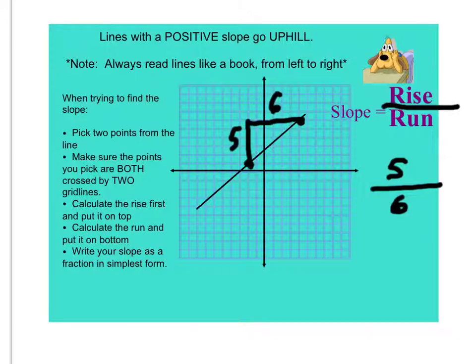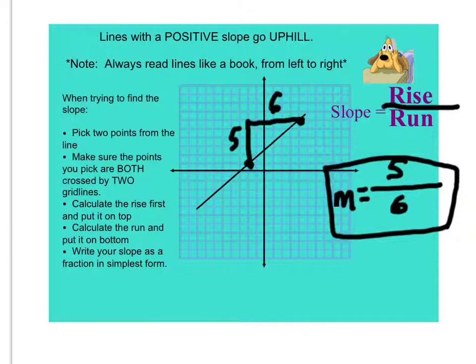So my slope is positive 5 over positive 6, or just positive 5/6. And there's a variable that we always use for slope, and that variable is m. Okay? So m equals 5/6. Now we need to make sure our fraction is in simplest form, which it is. I can't simplify that at all.